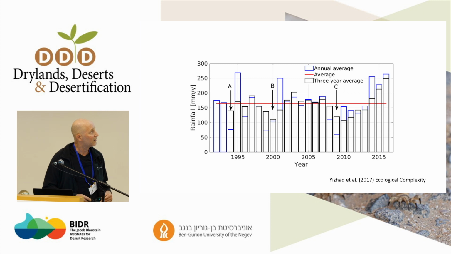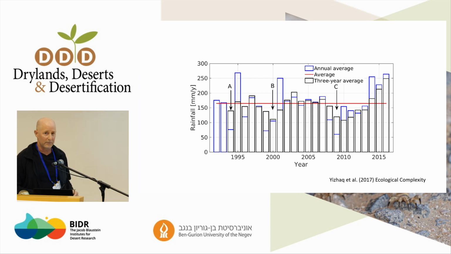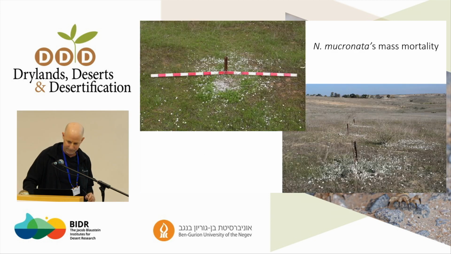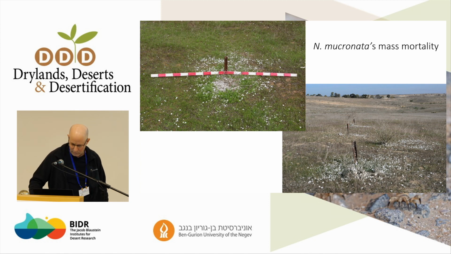And as we can see here, this is the long-term precipitation regime across the region. So we can see not only many drought years, but also sequences of droughts. And this is how the Noaea mucronata dead shrub looks like.